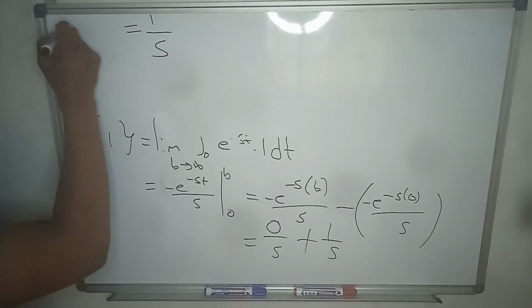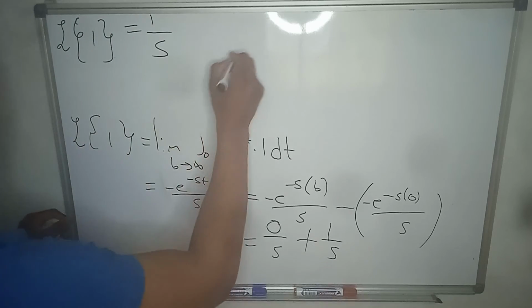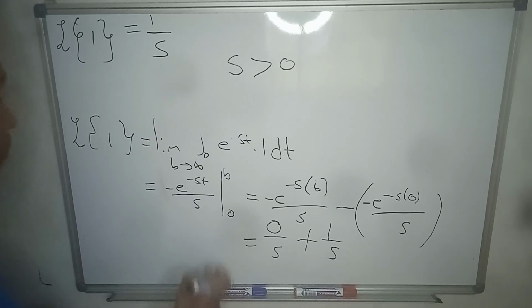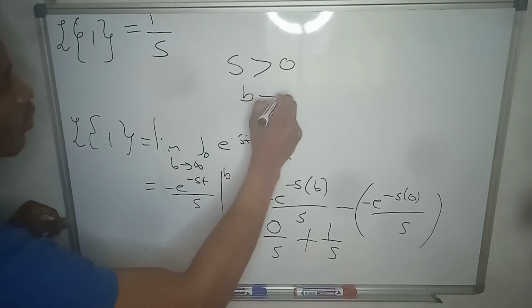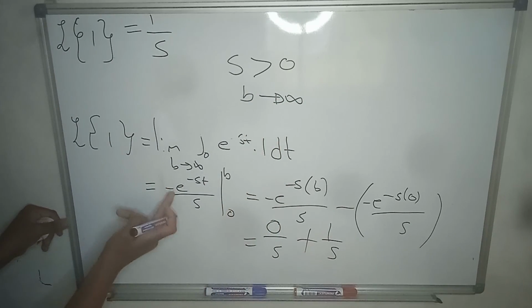Laplace transform of 1 will be 1 over s, where s is greater than 0. So when s is greater than 0, b also approaches infinity. And when b is approaching infinity, this whole part is 0.